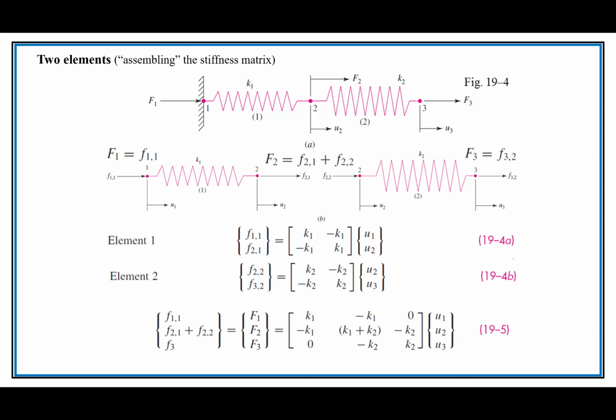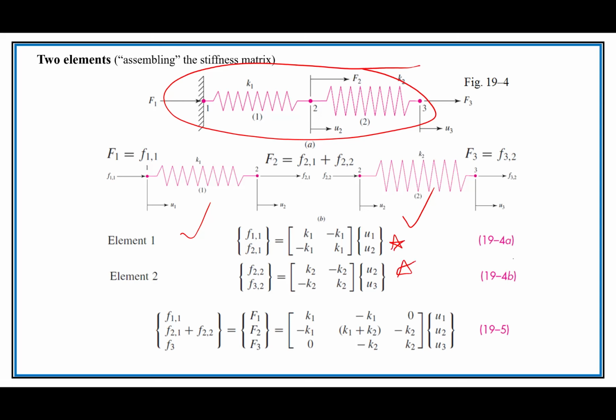Now, here is the FEA aspect: we could take a bunch of elements and put them together. So if we were going to put some elements together, here's just two elements that we're placing together, element 1 and element 2. Here they are as individuals, and you could work your way through to appreciate what happens when you assemble them together.